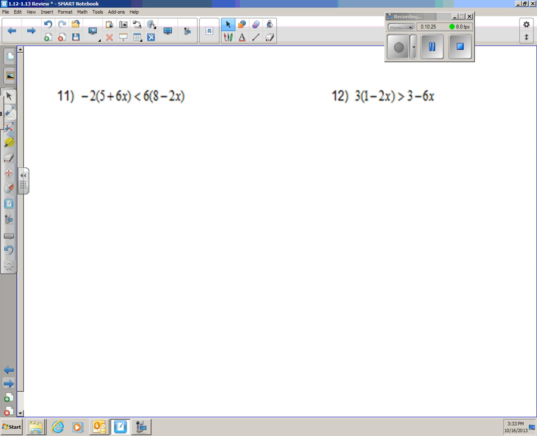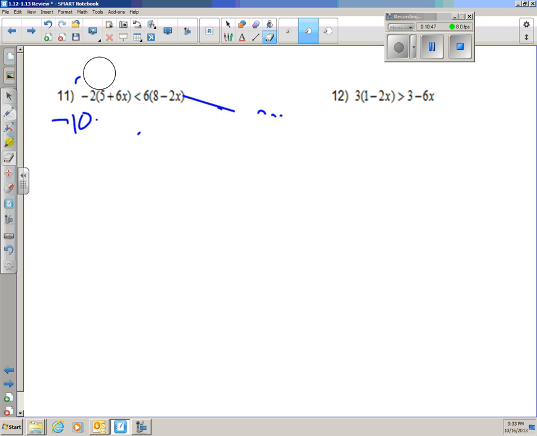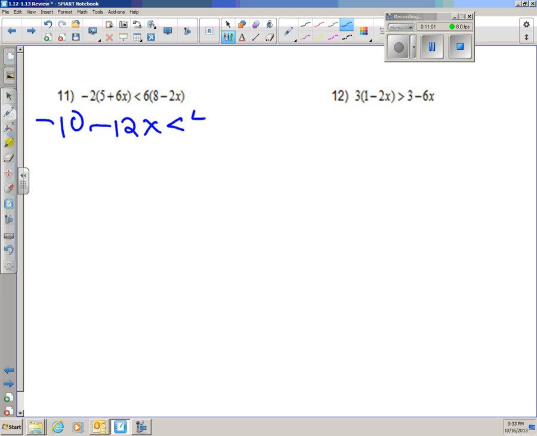There we go. Okay, so the next one, distributive property. Again, it becomes negative 10 minus 12x less than 48 minus 12x. Hold on, I'll try this one more time. Okay, here we go. Negative 10 minus 12x less than 48 minus 12x.